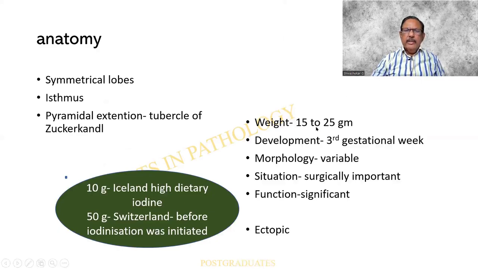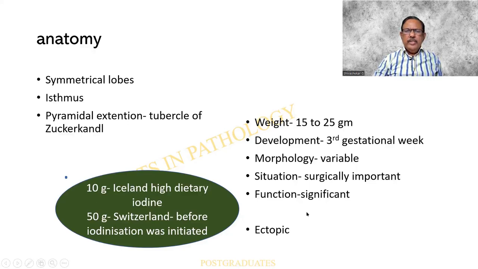The weight is approximately, say, around 20 grams. 15 to 25 is the range that has been given. Develops in the third gestational week. The morphology can be slightly variable. Mild asymmetry is permissible. Situation is surgically important, and the function is also significant. All of us know about it. Sometimes when there is a high dietary iodine, the weight can be reduced, and before the iodinization was initiated, it was as much as 50 grams in countries such as Switzerland.